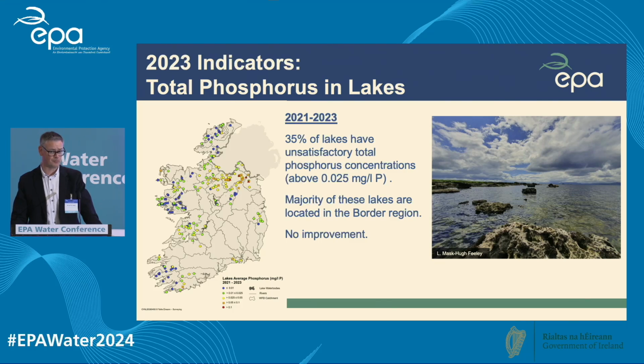I suppose there's a legacy issue with a lot of those lakes. They have phosphates stored in their sediments. And what we need to look at is turning off the source of phosphorus into those lakes as well, because we could be looking at decades for some of those lakes to recover. So there's a long lag time there. But again, as with all of our indicators, there's no change really, and no improvement is the main thing.